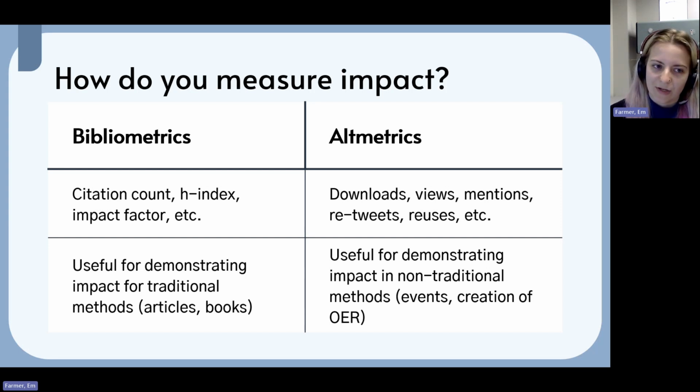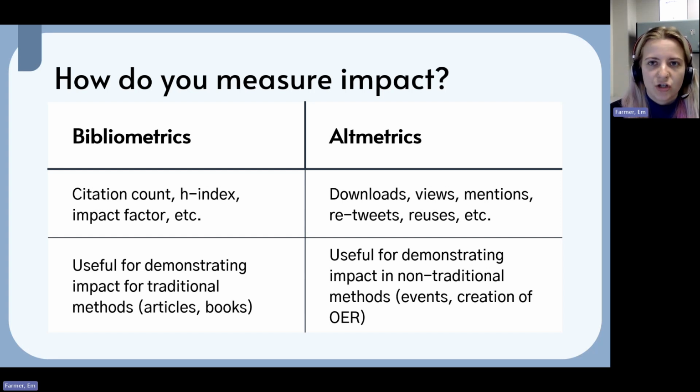Altmetrics, or alternative metrics, is a way of usually interacting with non-traditional media. You can still definitely use it for articles and books, but it's more popular with non-traditional mediums. These are things like views, downloads, mentions, retweets, patents, print news coverage, things like that, interactions in the non-academic space.